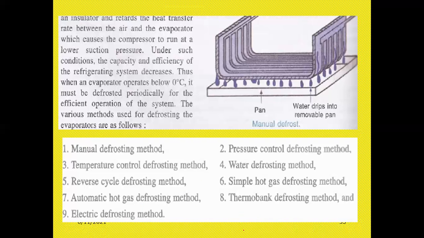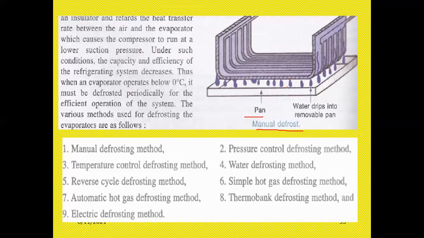See here, the manual defrost process. There is a pan, and the water drips into the removable pan. Whatever defrost happens on this place, once it is switched off, the water droplets will drip onto the removable pan. So that is a manual defrost method.